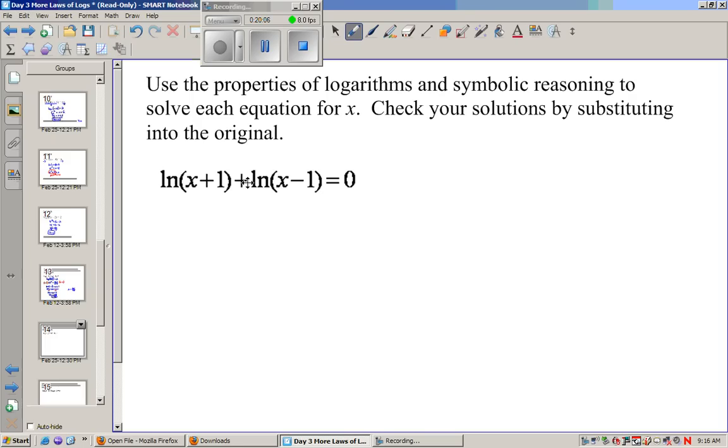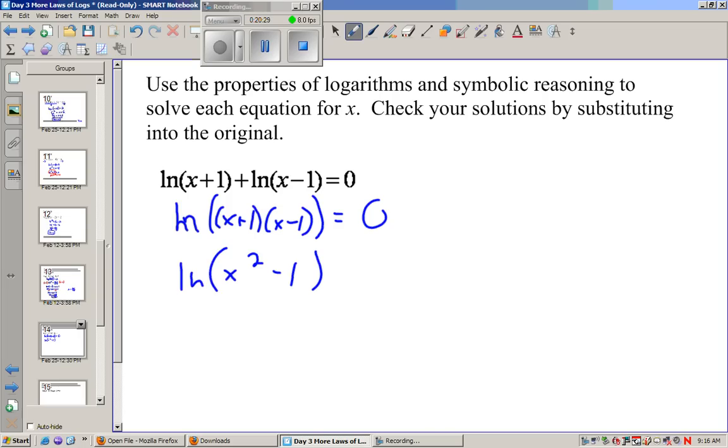Natural log of x plus 1 plus natural log of x minus 1. So we can combine these: x plus 1 times x minus 1. And we're multiplying because there's an addition sign between them. x plus 1 times x minus 1 is going to be x squared plus 1x minus 1x minus 1, which would just be the same thing as x squared minus 1. So I have the natural log of x squared minus 1 equals 0.